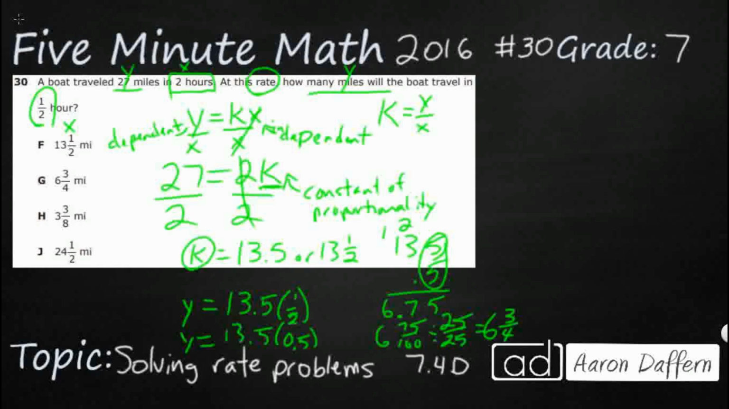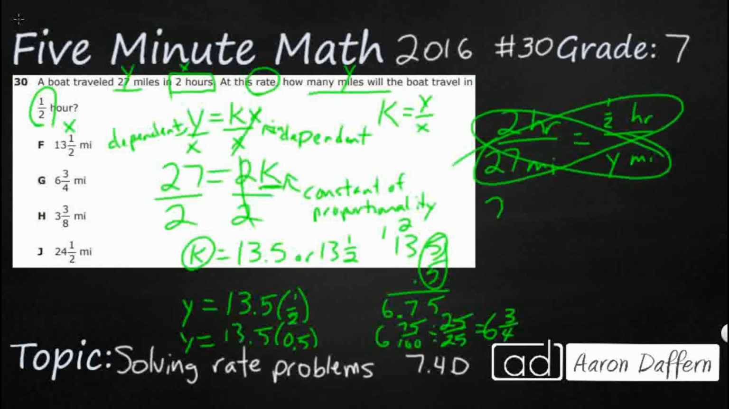There is another way to do this. You probably saw the 3 numbers and made a proportion. That also works. Watch this. 2 hours over 27 miles equals, I'm going to say my y miles, just need a variable there, and I get half an hour. And we just do a little cross multiplication, right? So 2y equals 27 times 1/2. So 2y equals 13.5, and look at that.